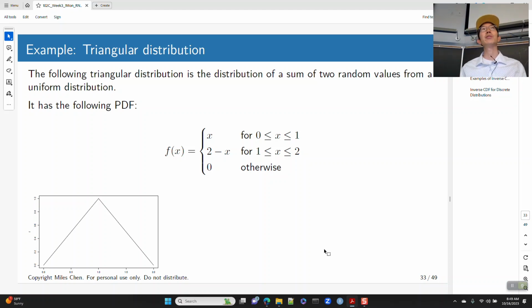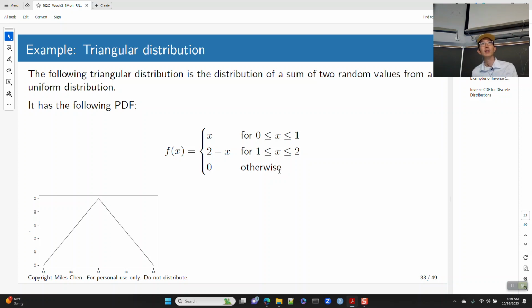It's similar to rolling 2 dice: you have 11 possible values, as small as 2 and as high as 12, and 7 would be the most common. If you plot out that discrete distribution, you also get a triangular distribution. If you extend it to a uniform, you get this distribution. The PDF is x for values between 0 and 1, and 2 minus x for values between 1 and 2, and it's 0 otherwise.